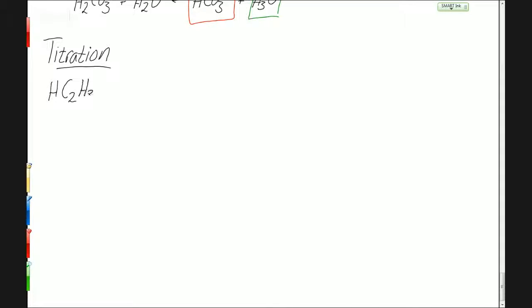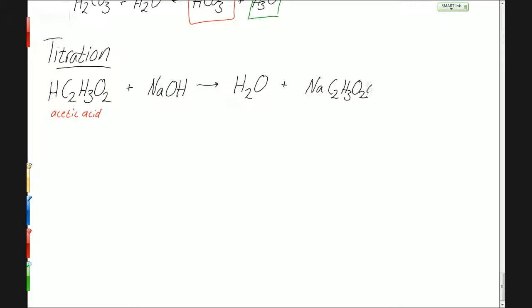So we will take this compound, which is acetic acid, and we're going to react it with sodium hydroxide, which is the base. Now, when acetic acid and sodium hydroxide react, they neutralize each other. You've got an acid and a base. They neutralize each other and form water and aqueous sodium acetate.